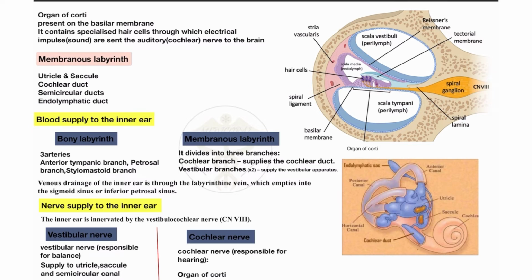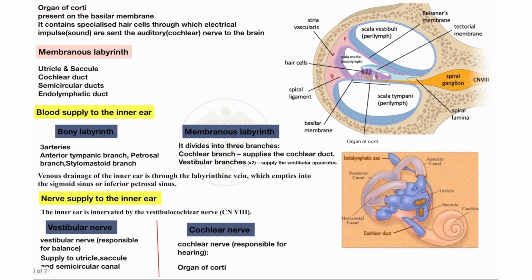So first, what is the organ of Corti? The organ of Corti is present on the basilar membrane. Here, as I already said, this is the basilar membrane where the organ of Corti is present. It contains specialized hair cells, through which electrical impulses like sound are sent to the auditory cochlear nerve and on to the brain. Here the electrical impulse is transported by the 8th cranial nerve, the vestibulocochlear nerve, or auditory or cochlear nerve, to the brain. This is the spiral ganglion, and through this nerve the sound impulse is transmitted to the brain. So this is the function of the organ of Corti.